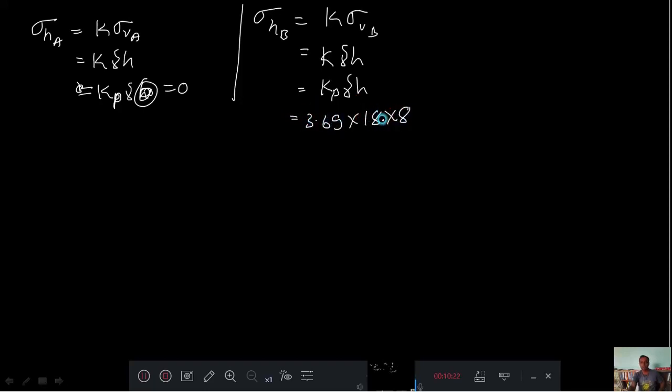Now sigma h at B is equal to K into sigma V at B, that is K gamma h, that is your Kp gamma h, and now I will calculate it as 3.69 into 18 into 8. The answer is 531.36 kilonewton per meter square. Okay, sigma h at B.